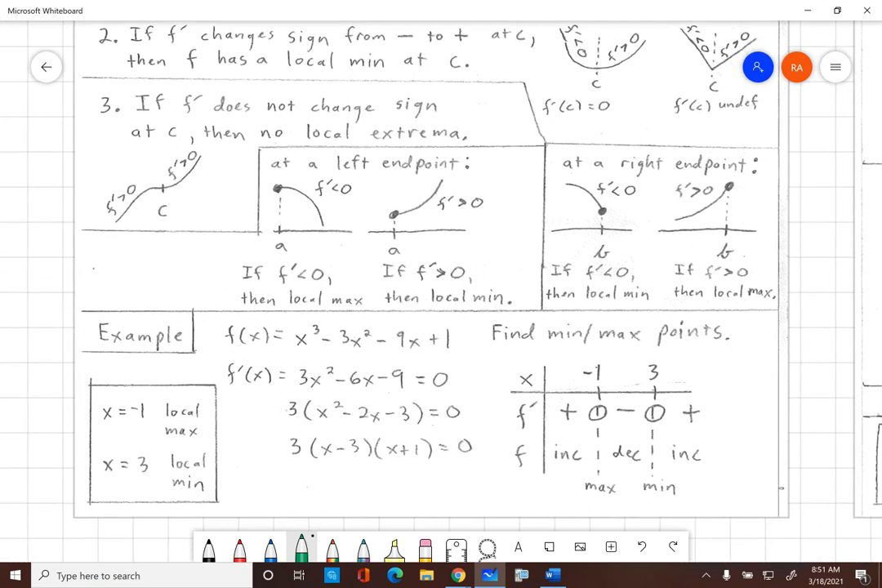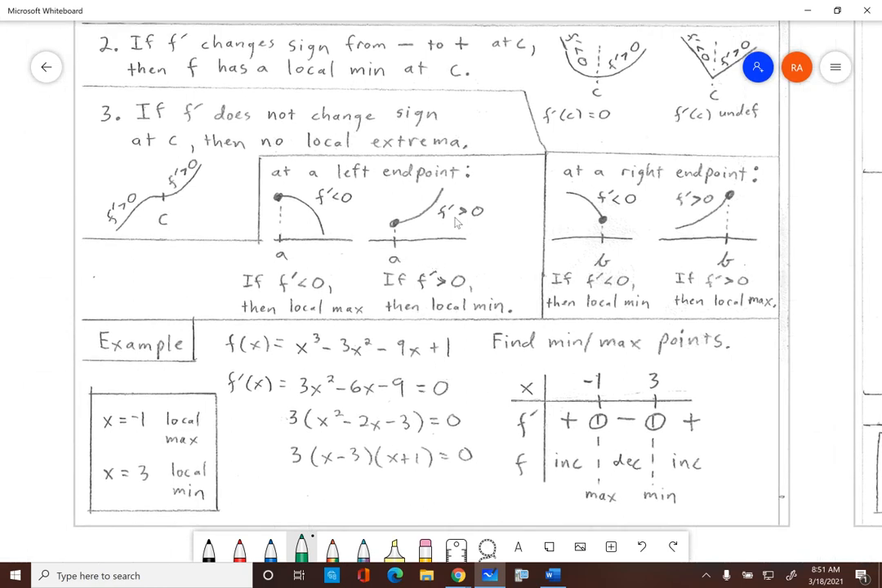And here's a kind of finalizing of this idea at the endpoints. So if you're at a left endpoint and the derivative is negative leaving the left endpoint, that means the original function is decreasing leaving that left endpoint, which means that left endpoint is a local max. If the derivative is positive to the right of the left endpoint, then that means the original function is increasing as it leaves the left endpoint, which means, again, it's a local min.